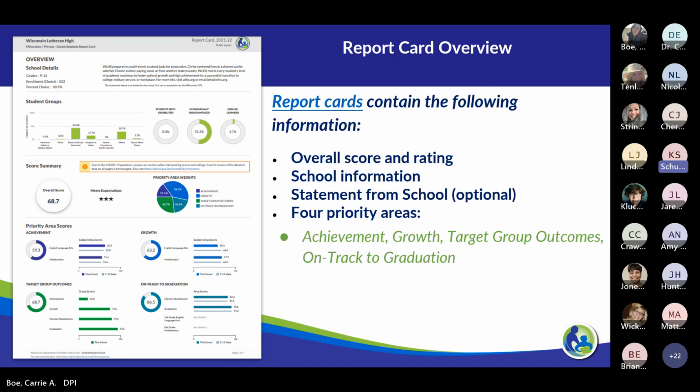So let's start with achievement. Achievement summarizes how your school's students performed on state assessments. And then you have the second priority area of growth, which measures year-to-year student progress on statewide assessments using a value-added model. Then you have target group outcomes, the third priority area, which looks at outcomes for students with the lowest test scores in your school. And then the last priority area is on track to graduation. This priority area indicates how successfully students are progressing towards completing their K through 12 education.